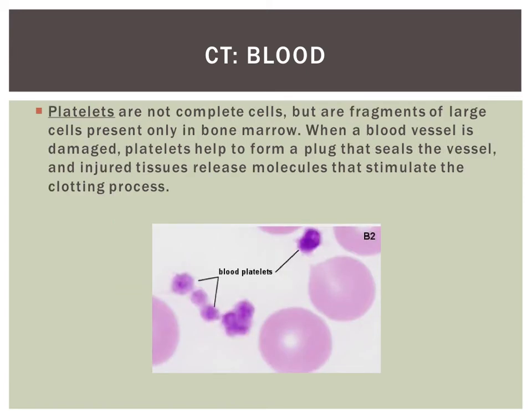Platelets are not complete cells, but are actually fragments of cells present only in bone marrow. When a blood vessel is damaged, the platelets will travel to that area and form a plug that seals the vessel, preventing blood loss from continuing. So they're involved in the clotting process.